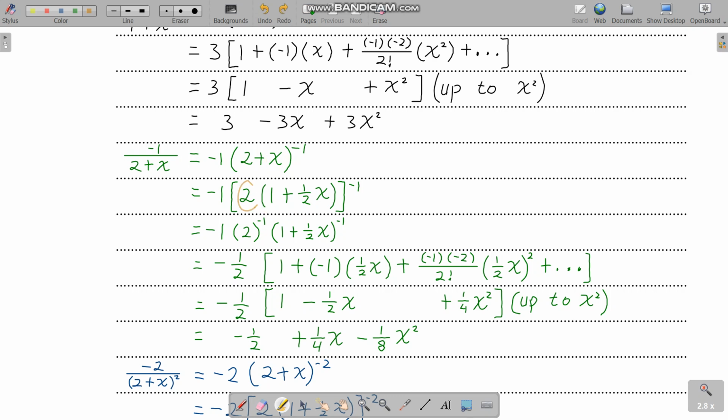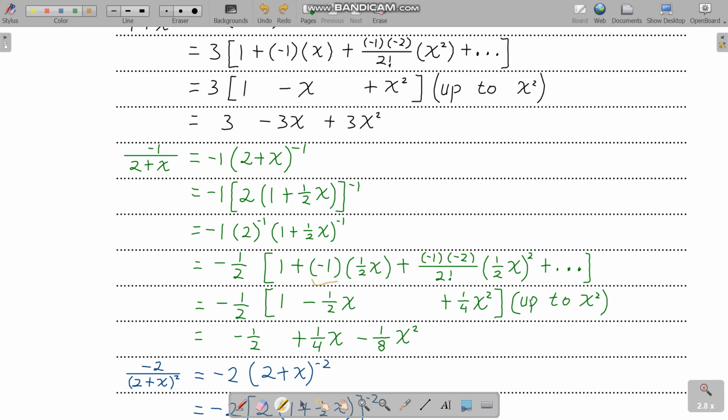Now remember, this 2 is also to the power of minus 1. So we have 2 to the power of minus 1 times 1 plus 1 half x to the power of minus 1. 2 to the minus 1 is 1 half, times minus 1, so minus 1 half. Now we can use the binomial expansion formula because we have 1 plus something. So we apply the formula. This is the x, this is the n. So we have 1 plus nx plus n times n minus 1 over 2 factorial times x squared.